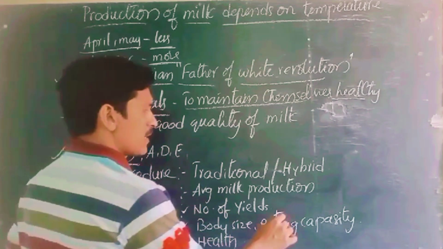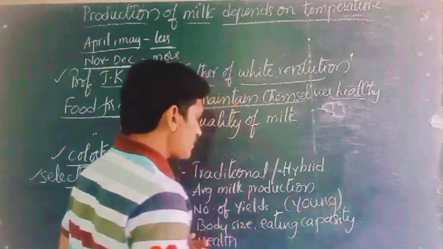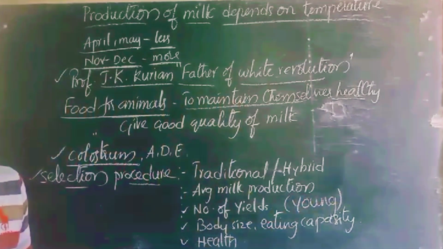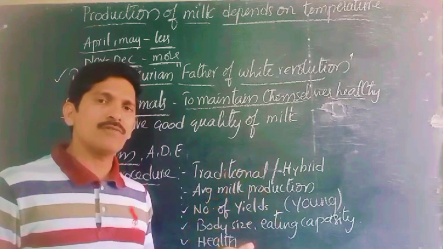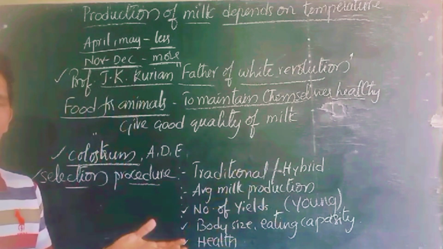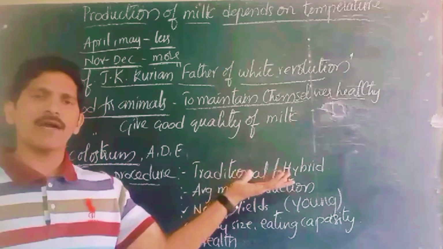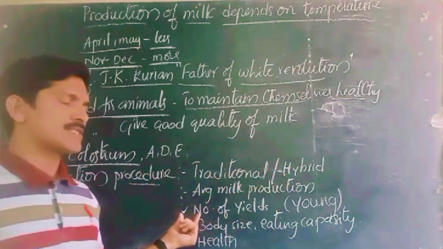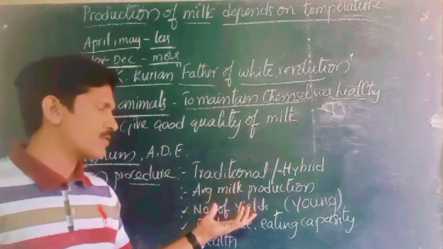The next one is the number of yields, in the sense of how many young ones the cow or buffalo has given birth to. The milk production rate gradually decreases after giving birth to young ones. If they have given birth to 3-4 young ones, the milk production automatically decreases. So this is also a most important point when purchasing cows or buffaloes.